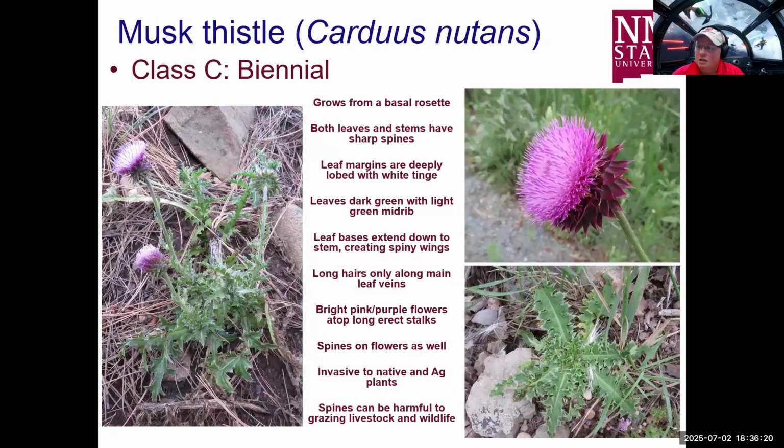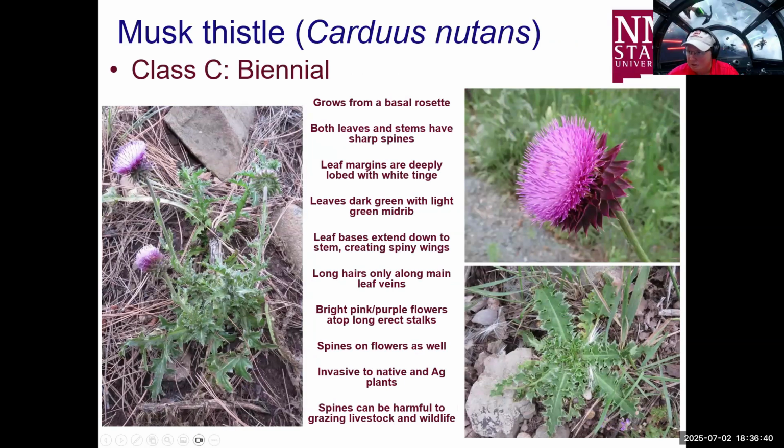Musk thistle, another thistle. It's again similar to bull thistle, a biennial. This is Class C. It's more widespread than bull thistle is. The thing with thistles is that you have to look at the features of the leaves. Musk thistle is entirely smooth and it has these little frosted tips like most boy bands did in the 90s.